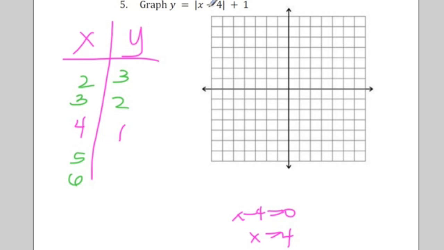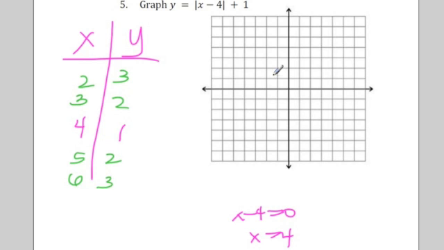Plug in 5. 5 minus 4 is 1. Absolute value of 1 is 1. 1 plus 1 is 2. And 6 minus 4 is 2. 2 plus 1 is 3. You should start to notice a pattern that it's symmetric. So if this is my vertex, see how my y values pair up.